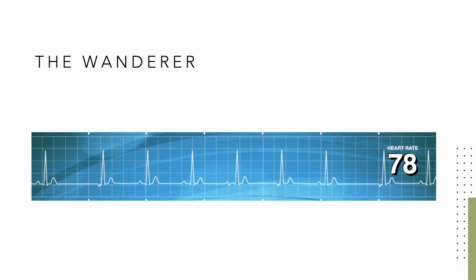Now, if you were to take this rhythm and make it faster, let's say faster than 100 beats per minute, this rhythm is now multifocal atrial tachycardia. So we go from WAP to MAT. Do what you will with that information.